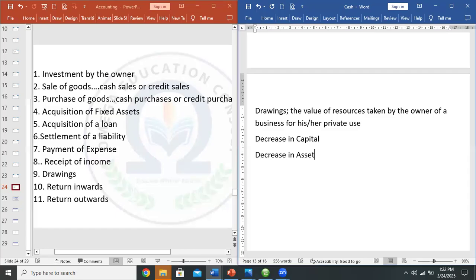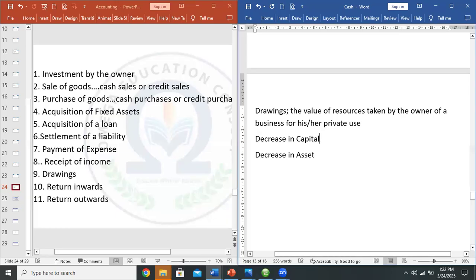Correspondingly, the cash the business had would also reduce, because the business initially had 5,000. But because of the drawings I made, the cash will reduce to 4,000. So anytime the business or the owner takes something for private use, the effects are a decrease in capital and decrease in asset. So that decrease in capital is resulting from drawings, right?